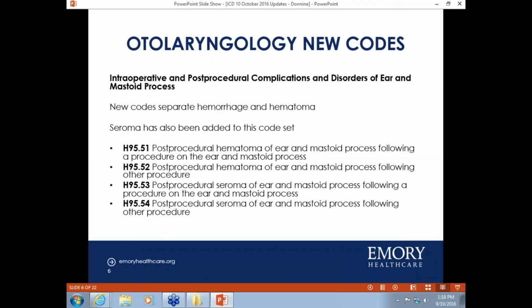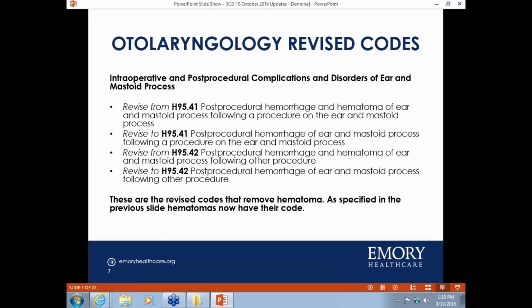And like I showed you on that first picture, the procedure may be on the mastoid process, but there's other parts of the ear that could be operated on. So the code specified that it doesn't necessarily have to be the mastoid process that the ear was operated on to have that complication. And so these are the codes for the hemorrhage. The other ones I just showed you were for the hematoma and the new one for seroma. And these are the old codes, but now they've been revised to just say hemorrhage instead of hemorrhage and hematoma.